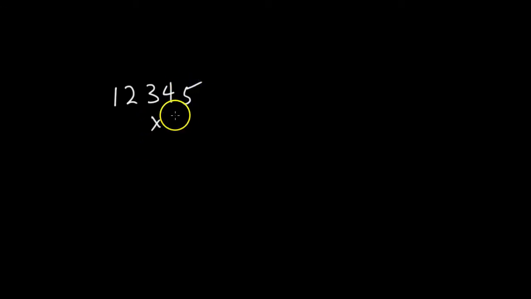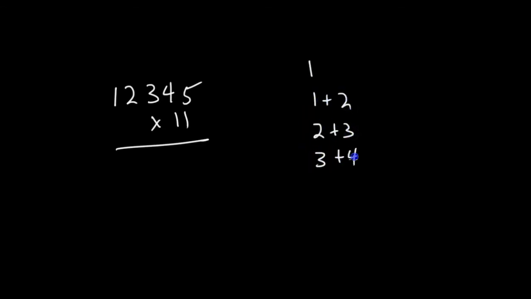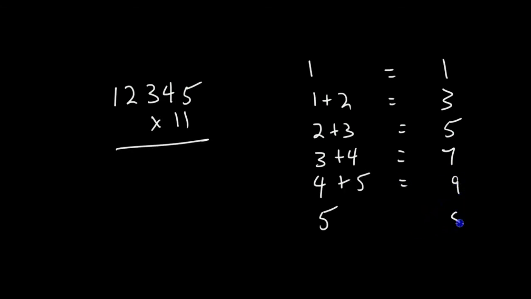Okay, times 11. So without even doing the traditional stuff, I would take the 1 and leave that alone. Okay, and then it would be 1 plus 2, 2 plus 3, 3 plus 4, 4 plus 5, and then the 5 would stand alone. So it would be 1, 3, 5, 7, 9, and then 5. So my answer would be 1, 3, 5, 7, 9, 5.